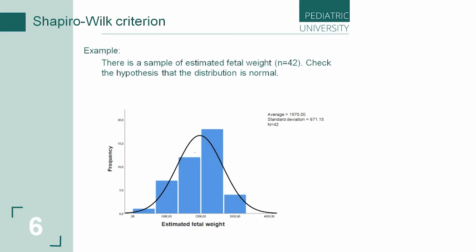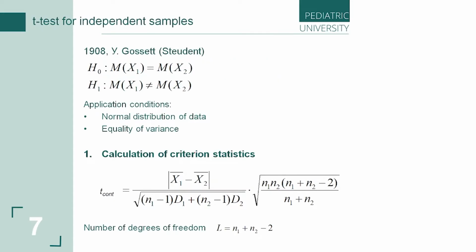We tested the null hypothesis about normal distribution, and as in our example, it turns out that the distribution is normal. Yeah, we proved it. So, what is next? What do we do next after this? If the samples are independent, we use the t-test for independent samples.